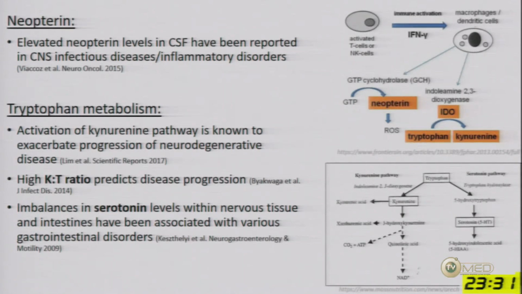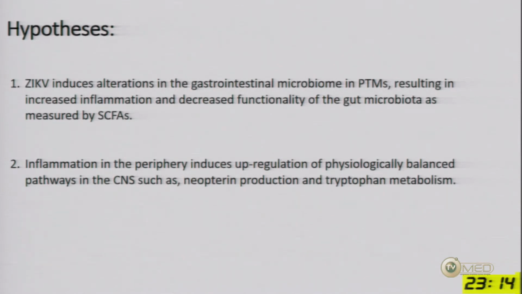And then we know that downstream of this whole pathway, imbalances in serotonin levels within nervous tissues and the intestine have been associated with various gastrointestinal disorders and central nervous system disorders. So this whole pathway is very intertwined with neopterin, tryptophan metabolism, and serotonin. Here we hypothesize that Zika virus induced alterations in the GI microbiome in macaques, and I'm going to go over the models in a moment, resulting in increased inflammation and decreased functionality of gut microbiota as measured by short-chain fatty acids. We also hypothesize that inflammation in the periphery induces upregulation of physiologically balanced pathways in the central nervous system, such as neopterin production and tryptophan metabolism.